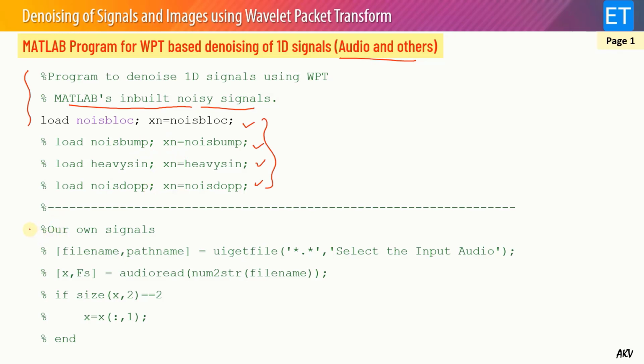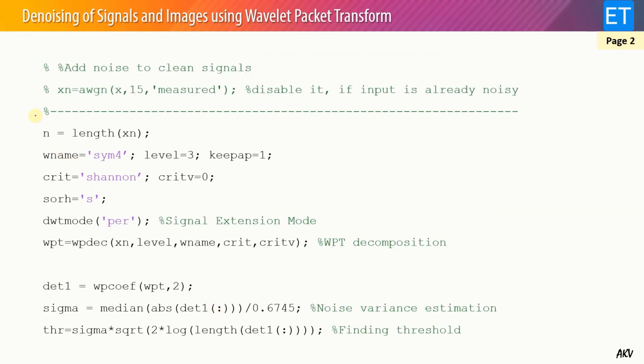And if you want to denoise your own signal, then simply uncomment this part of the code. Once it is executed, it will ask you to select your input audio, and once the input audio is read, it will go to the variable X. Here I am checking whether it's a stereo signal or a mono signal. If it is stereo, then I am reading only a single track. And if your signal is clean, then we can add some white Gaussian noise to this signal so that you can see the denoising process. If your input signal is already noisy, then there is no need to add further white Gaussian noise, so simply disable it at that time.